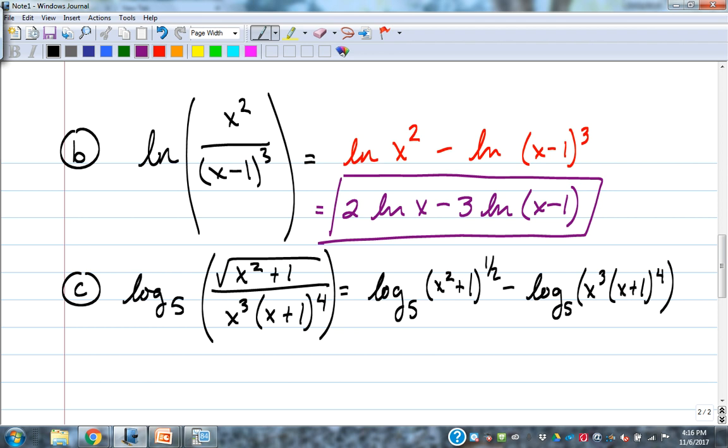Okay. So one step at a time. What can I do to this first piece, the log base 5 of x squared plus 1 to the 1/2 power? Throw the 1/2 to the front. That's right.